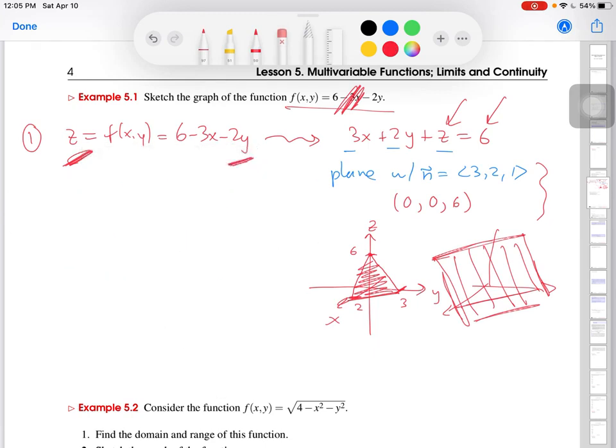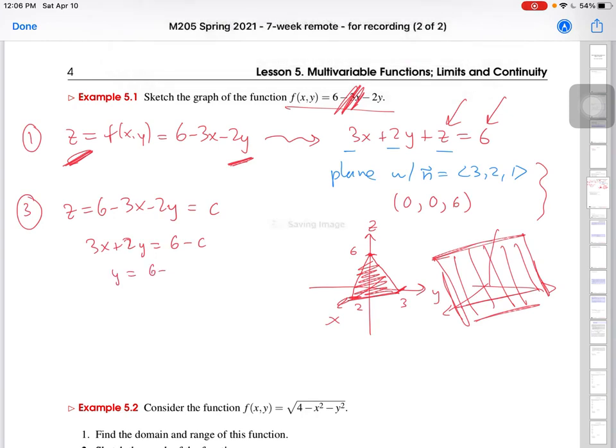Now I'm going to look at the level curve view of graphing this. So if z is 6 minus 3x minus 2y, what if I set it equal to a constant? I'm going to rearrange things here. I get 3x plus 2y equals 6 minus c. And this starts looking like a line, so I'm going to say y equals (6 minus c) over 2 minus 3x over 2. And then I can start generating contour plots.